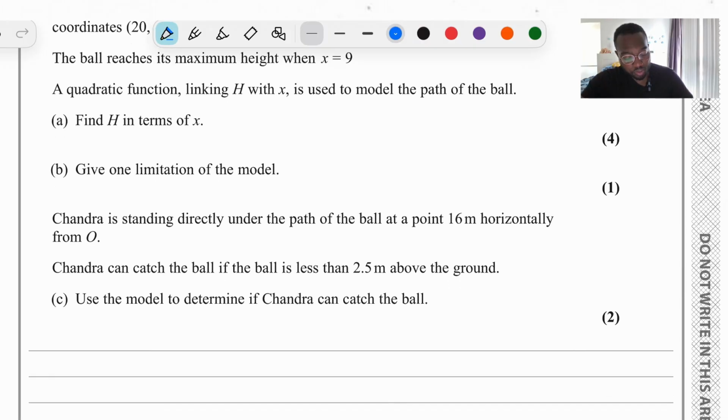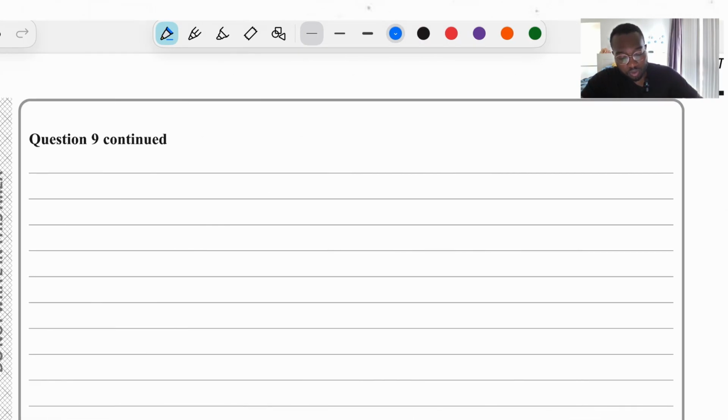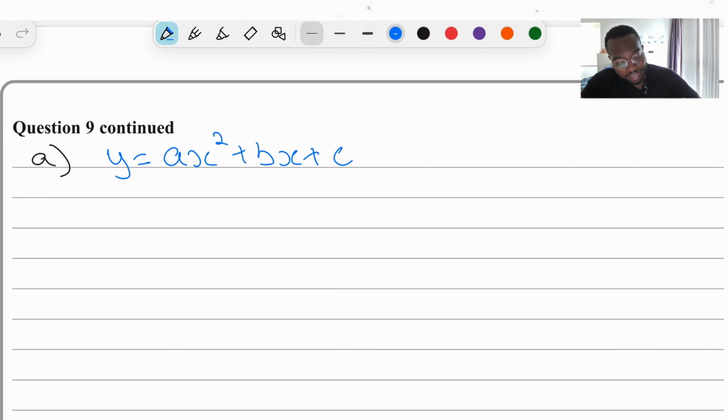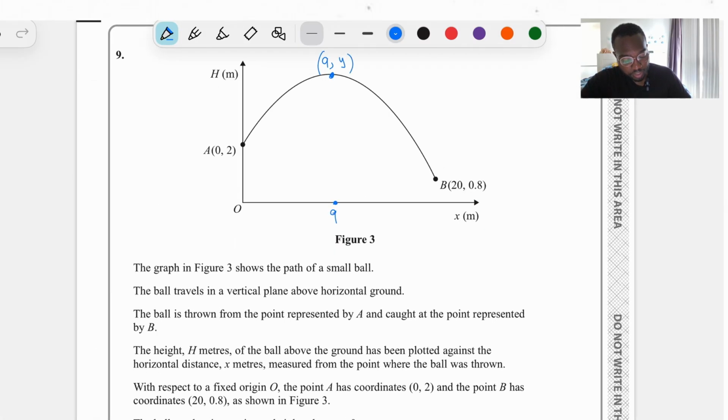So to do this type of question, what do we know? I'll do it on this page here. If it's a quadratic function, the basic form is y is equal to ax squared plus bx plus c. In our case, we have h and x, so our y is effectively h. So h is equal to ax squared plus bx plus c, and we need to work out the function, so we need to get values for a, b, and c.